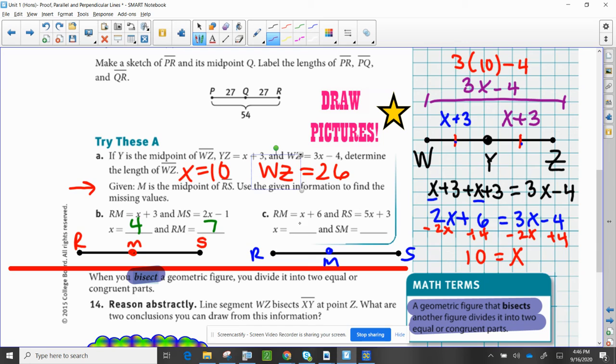Okay, if you solve that correctly, you should have got that x was 3 and SM was 9. So that's how we can combine our segment addition postulate and midpoint to find the length of segments. It's a lot of algebra there.